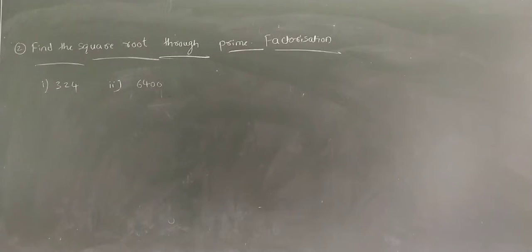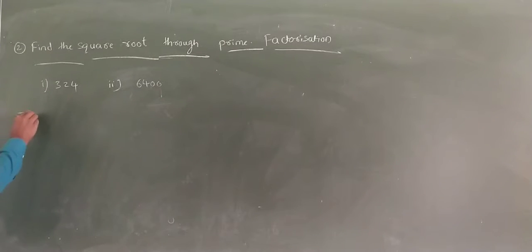Now we come to the prime factorization method for finding the square root. So finding the square root through the prime factorization method. Okay, so I am solving 2 examples. Just listen carefully, it is very important. First, all of you know the prime factorization method.